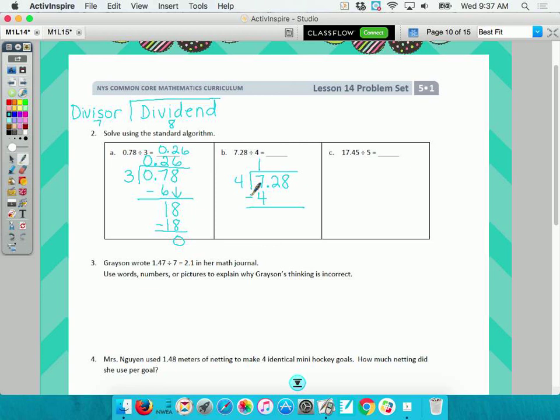What is 7 minus 4? 3. I forgot to pop my decimal up, didn't I? Okay, so is 3 less than my divisor of 4? So bring down your 2. And then you're going to do 8. Okay, now just a minute. If I have 32 to put into 4 equal groups, how many in each group? 8. 8 in each group.